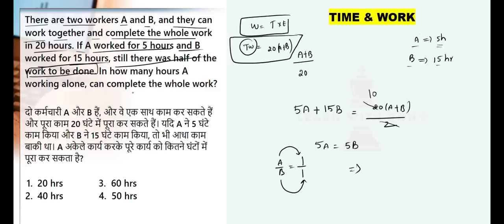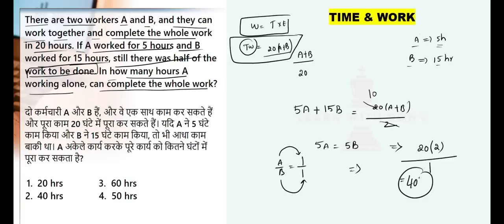Here they asked in how many hours A working alone can complete the whole work. What is the complete work here? 20 times (A plus B), so 20 times (1 plus 1), 2, divided by A's efficiency 1. So our answer is 40 hours, which is option number 2 here. Let's see our next question.